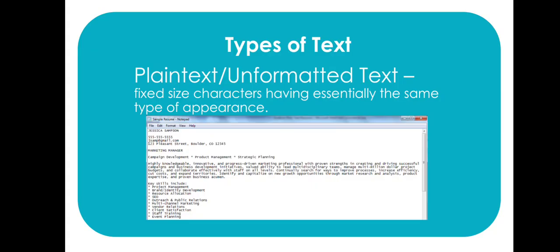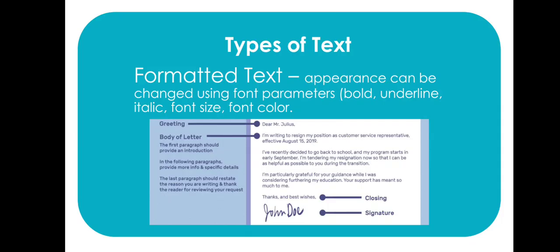The third one is formatted text. This is the complete opposite of the plain text. Appearance can be changed using font parameters like bold, underline, italic, font size, and font color. One example is when you write a resume on Microsoft Word and you change some fonts and color, that is considered formatted text. And also the text you see on billboards, posters, flyers, advertisements, and so on, they are formatted text.